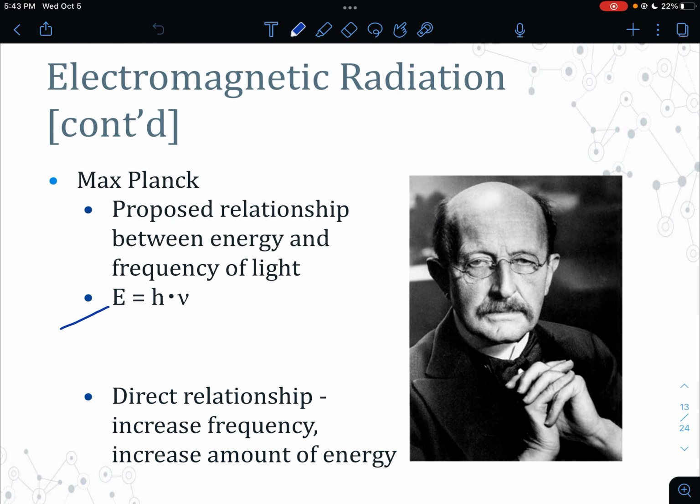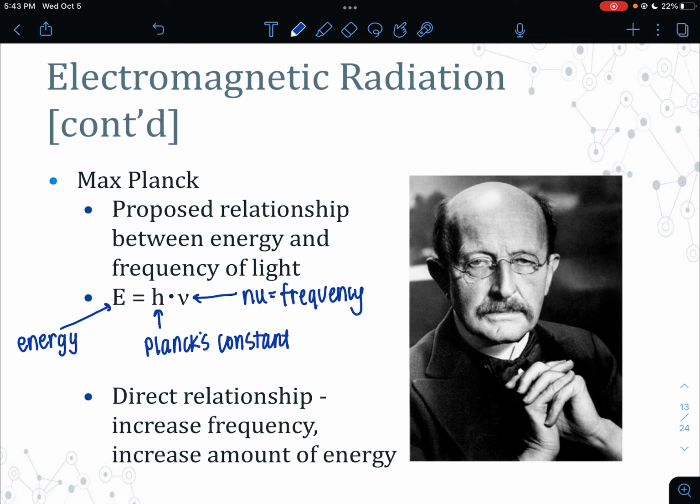So in the equation, E stands for energy. This is your Greek letter nu, which stands for frequency, same as the other equation. And then we have a new letter, h, and this stands for Planck's constant. And it's a constant, so it's always the same number. It's on the back of your periodic table. H is 6.626 times 10 to the negative 34th joules times seconds.